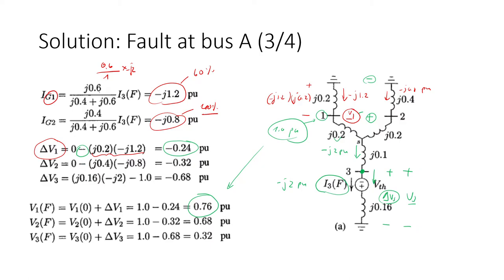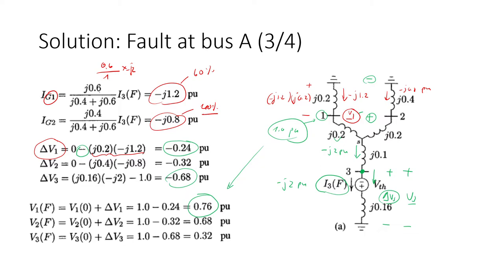So you don't need to reverse the sign. You just get negative 0.68 per unit, so it will reduce the voltage by 68%. Initially the bus voltage here is 100%, so it's reduced by 68%, and it becomes 32%. Okay, this is clear.